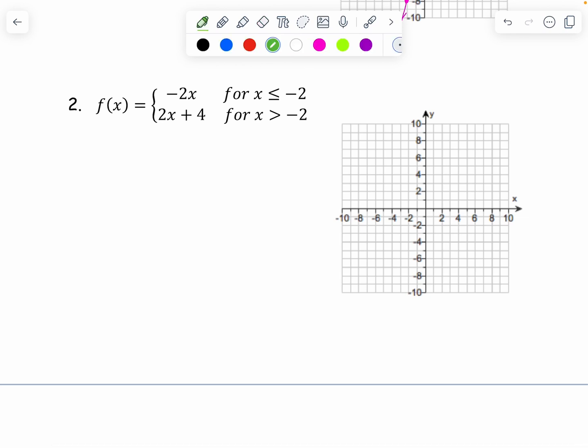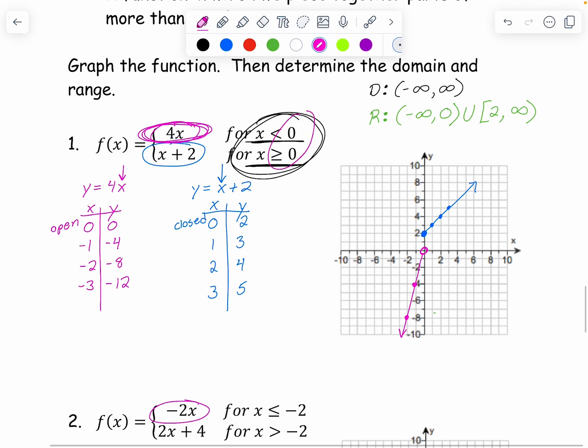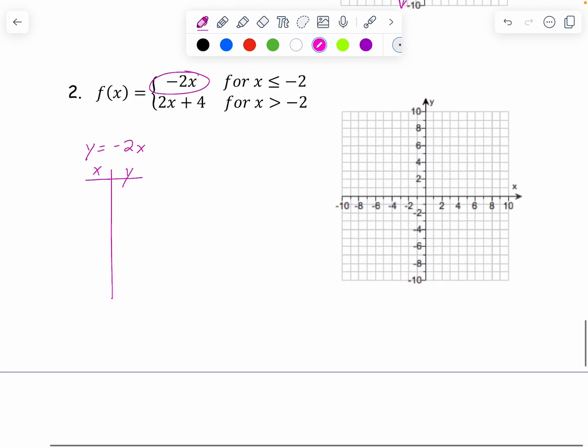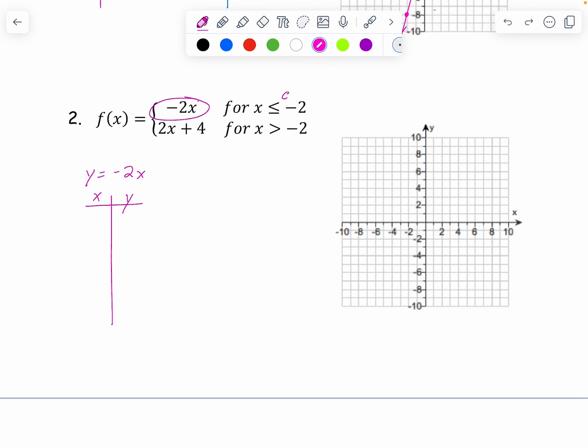So again, we have two pieces to our function. We're going to start with this one. So that's going to be y equals negative 2x. And we'll go ahead and do our table for that. Now, we have to be careful because this time it's not 0. This time it's negative 2. So negative 2 is going to have to get plugged into both of them. One of them, though, will give us a closed circle, and one will have an open circle in the beginning, based on where we have that equal to and not equal to.